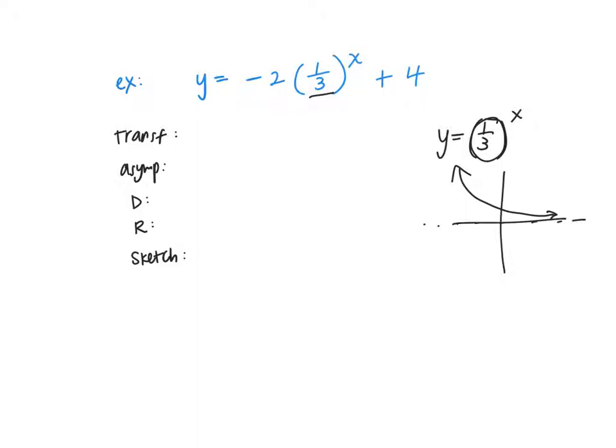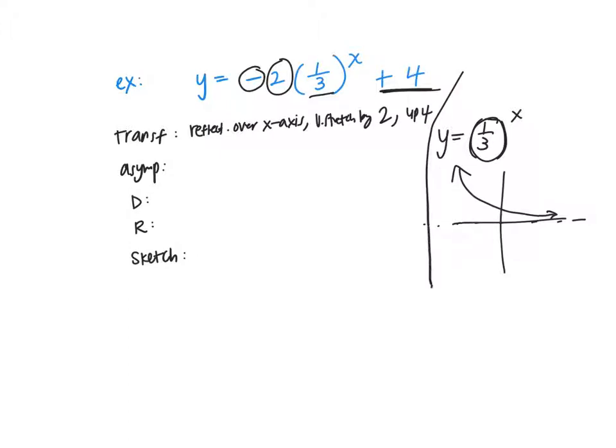So this negative out here makes it a vertical reflection, or a reflection over the x-axis. And this 2 right here, it's a vertical stretch by 2. So all the y values are going to be multiplied by 2, vertical stretch by 2. And then this plus 4 out here, you're shifting the entire thing up 4.